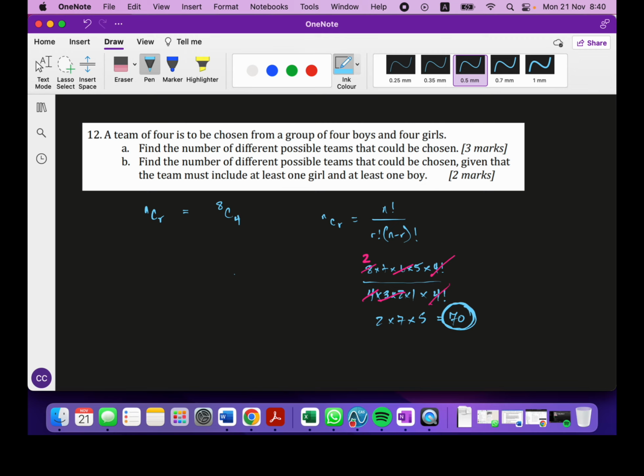It's just a matter of recognizing that when we have a group that we are choosing from, that becomes our n, and the number of people that we are choosing from that group becomes our r. Then: find the number of different possible teams that could be chosen, given that the teams must include at least one girl and at least one boy.